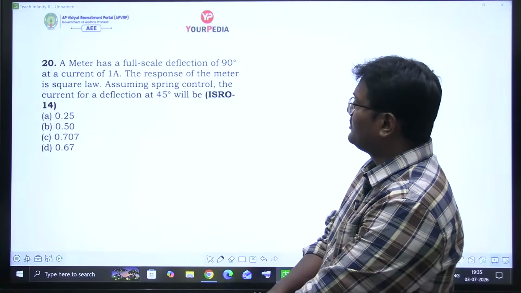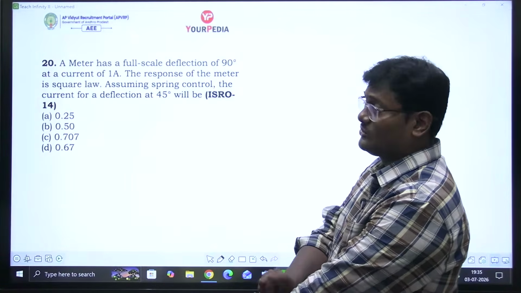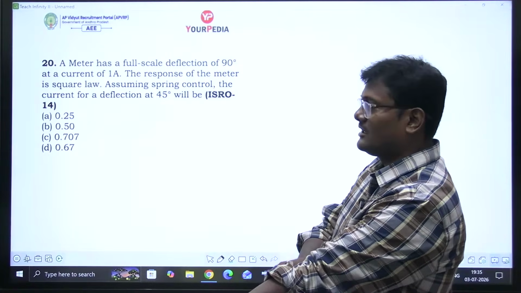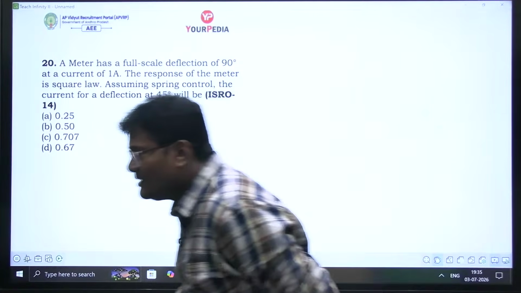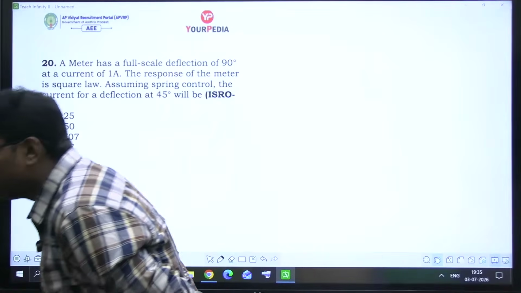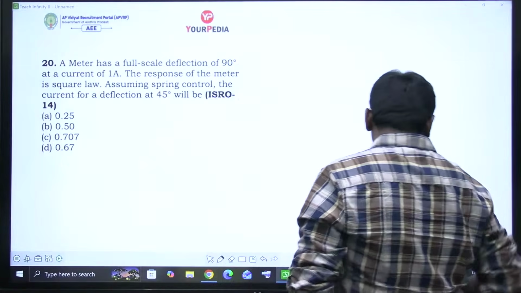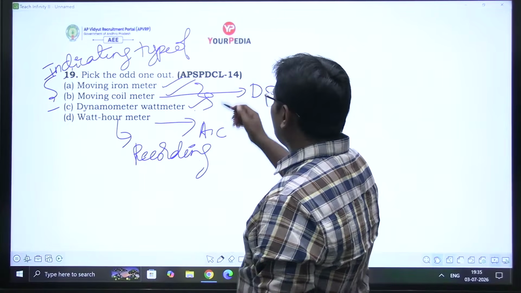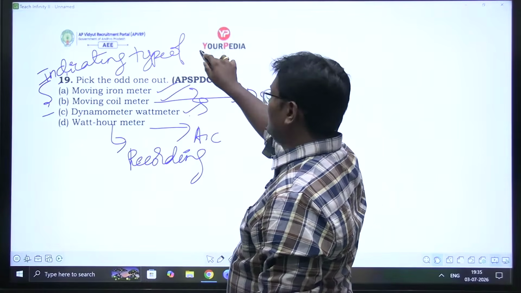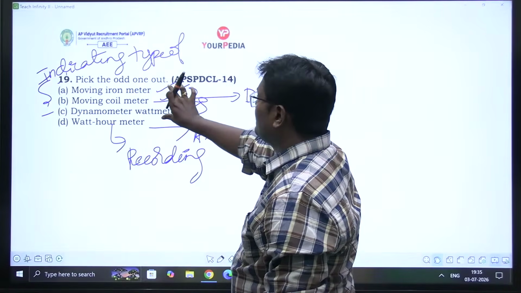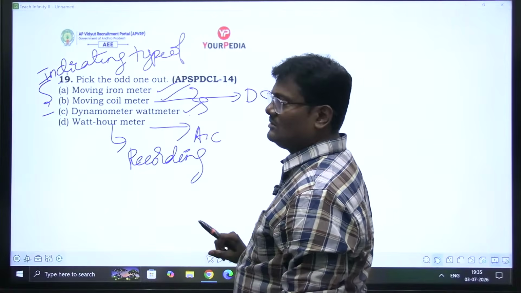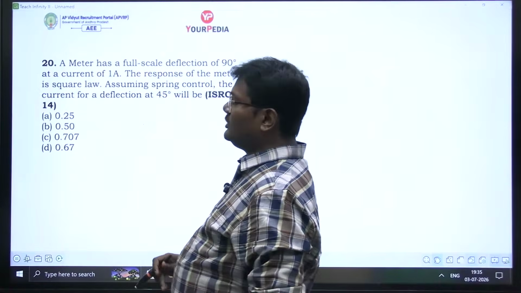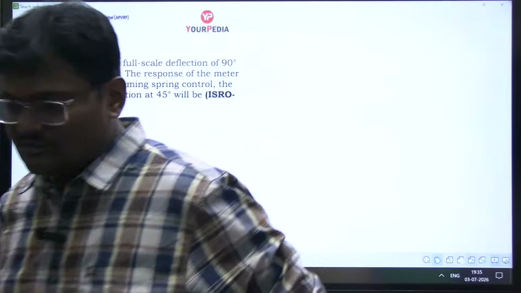Now, 90 degrees the response of the meter in square law, assuming spring control for a current deflection. AC and DC is MI, as I told. MI is AC and DC, and also dynamometer type is also AC and DC. Okay, so try to solve this.